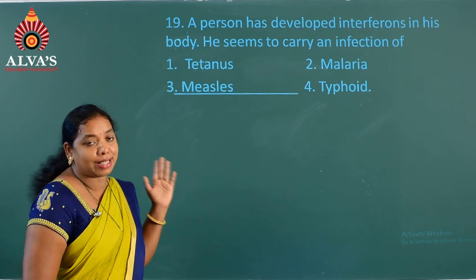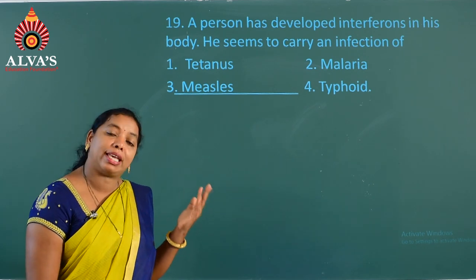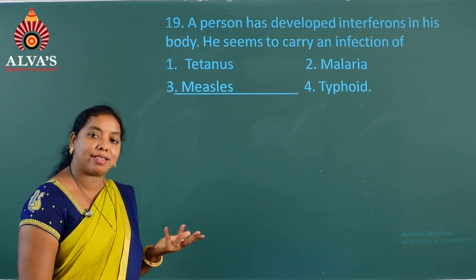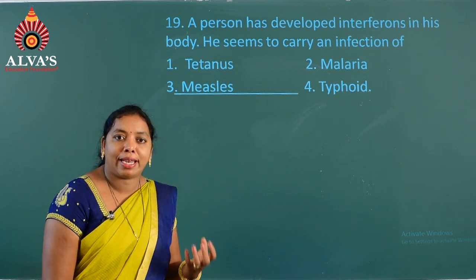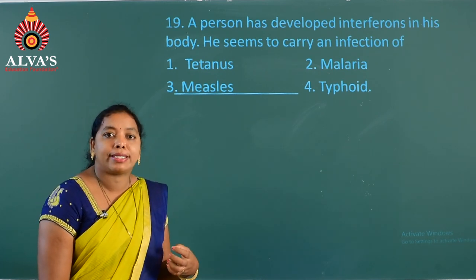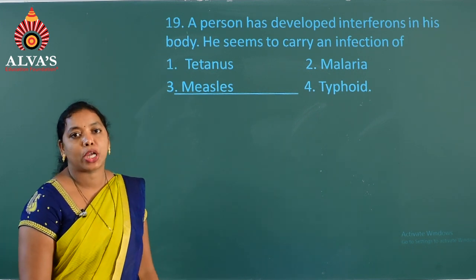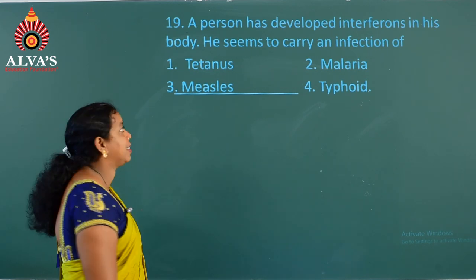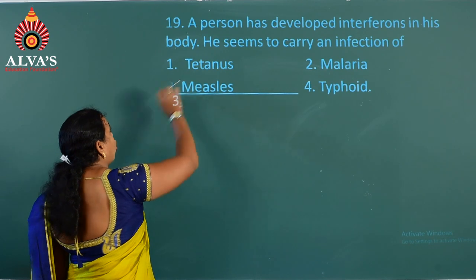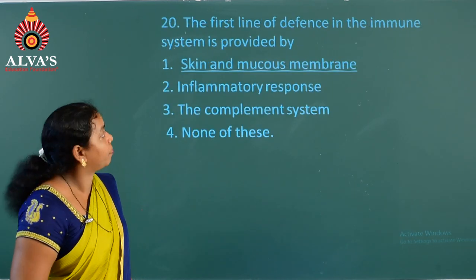So, tetanus is a bacterial disease, malaria is a protozoan disease, typhoid is again a bacterial disease, whereas measles is a viral disease. Hence, we know that whenever there is a viral infection, the infected cells will produce interferon to protect other normal cells. Hence, remember that concept and identify the correct answer as measles, that is the third option for question number 19. Go to the next question.